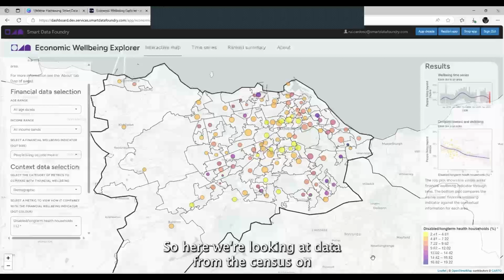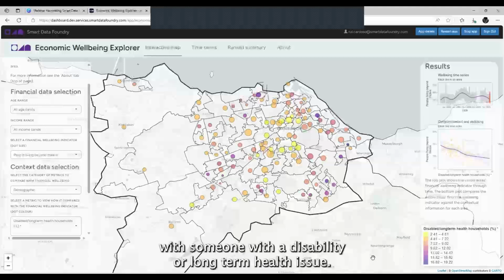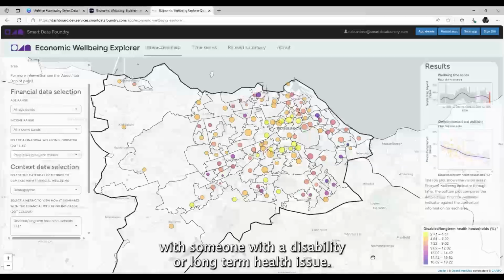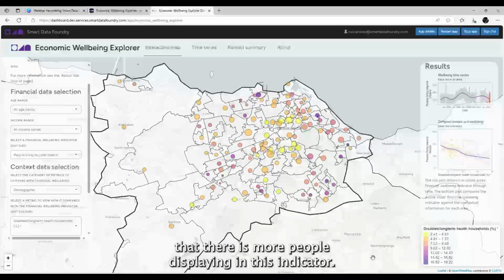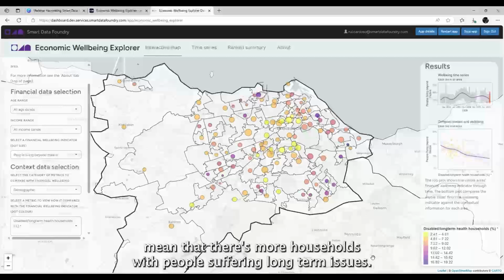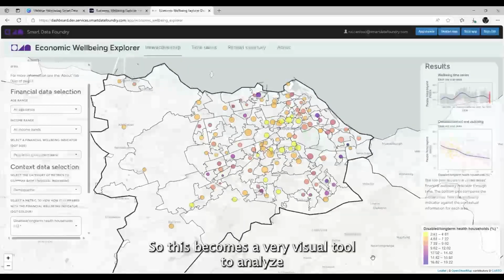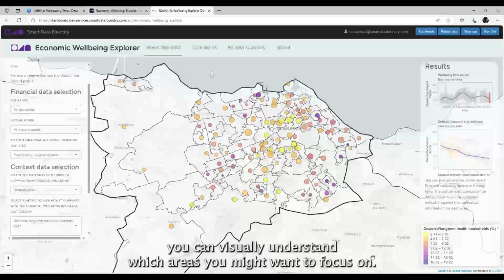So here we're looking at data from the census on how many households have someone with a disability or a long-term health issue. And here the logic is that the yellows mean that there's fewer households, and the purples mean that there's more households with people with disabilities and long-term issues. So this becomes a very visual tool to analyze, because based on size and color of circles, you can visually understand which areas you might want to focus on.